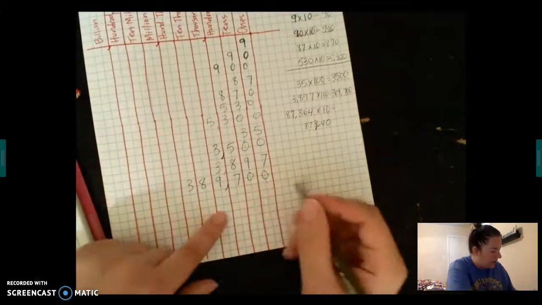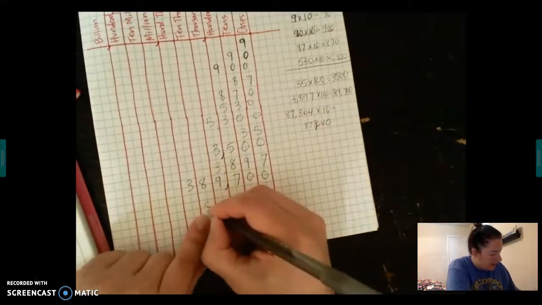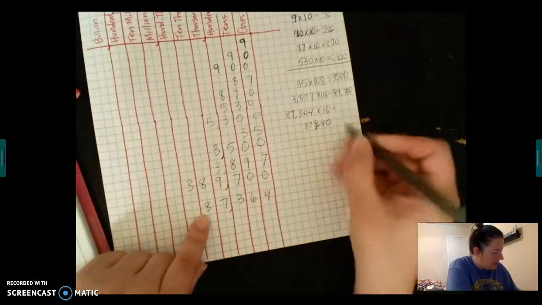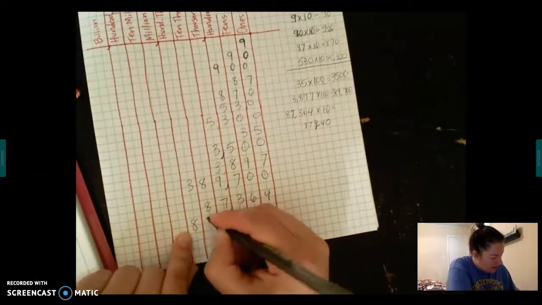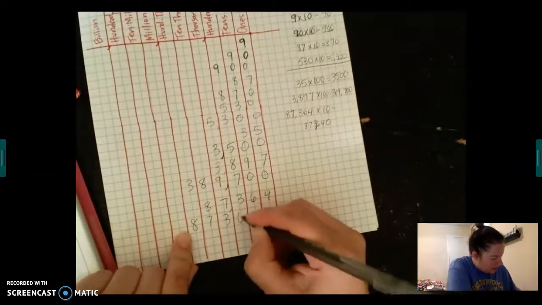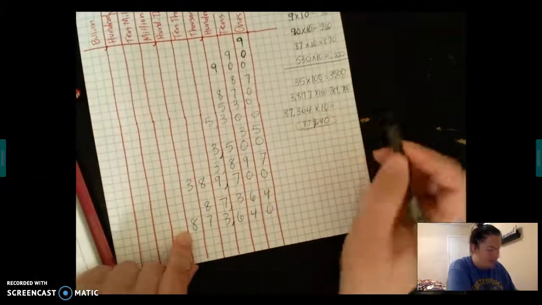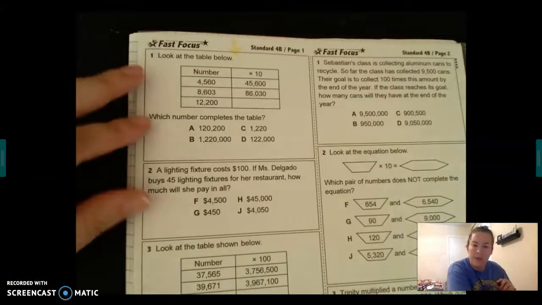Or you can use the place value chart to help. So I had 87,364. Since it's just times 10, I'm going to shift everything over just one. 87364, and I add the 0 in there at the end. Look at some of these word problems to practice.